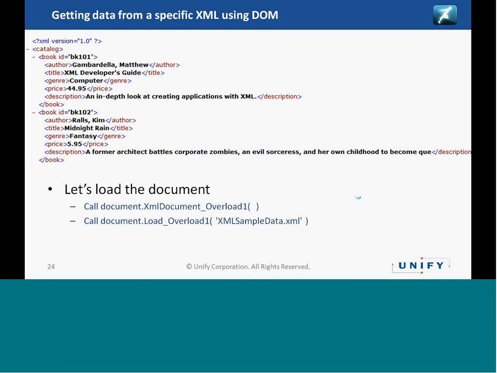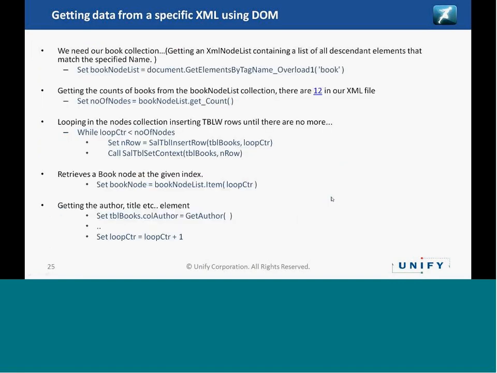So as in the previous example, you construct the object. You have the XML document instance variable, and you call the overload1 method. This is for GER, not needed for .NET. If you're on .NET, this would be enough: document underscore overload1 to just load the XML file. We loaded our document in a tree with our book collection, so getting an XML node list containing a list of all the elements that match the specified name. So this is exactly, if you go into the MSDN and check for the XML node list method, what is written. So set book node list equal document get elements by tag name.